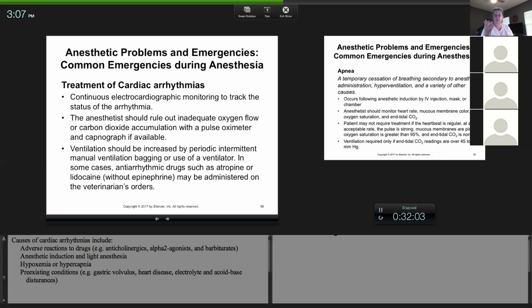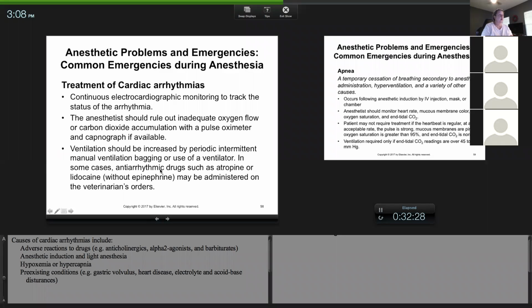So if you have an animal that's having a hard time breathing, if they have low oxygen levels, then sometimes I try to ventilate. Some VPCs come from hypoxia. And by ventilating the patient more often, the VPCs go away. And I never even had to give a drug. I just needed to get the patient in a better oxygenation status.